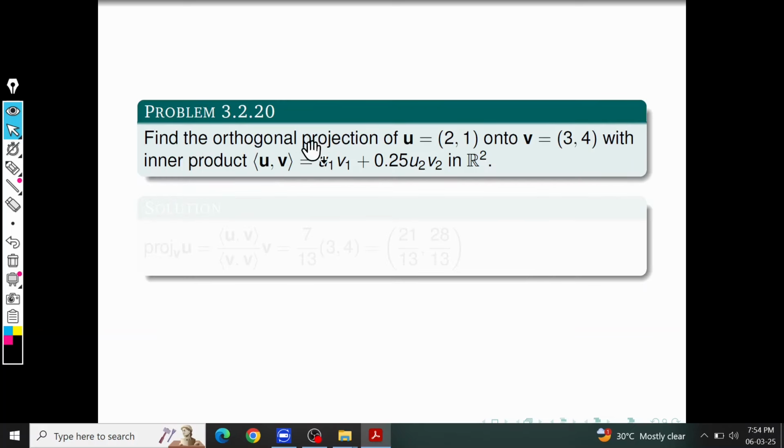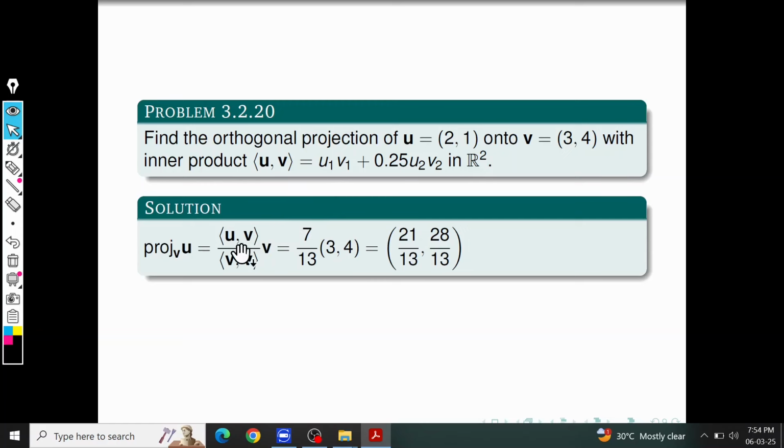Let us have a problem. Find the orthogonal projection of u equal to (2, 1) onto v equal to (3, 4) with the inner product given by (u, v) equal to u1 v1 plus 0.25 u2 v2 in R2. So the only difference is that here a specific inner product is given in the problem. So you have to find the orthogonal projection with respect to this inner product. If such an inner product is not given, you just take the Euclidean inner product. So here the formula is inner product (u, v) divided by inner product (v, v) times the vector v. And when you calculate this inner product (u, v), you have to use this formula. Okay, so let us find inner product (u, v).